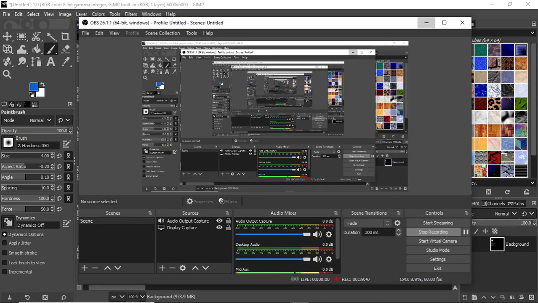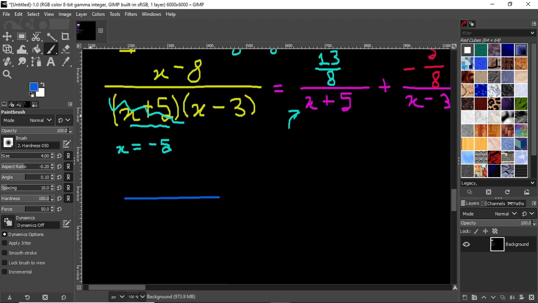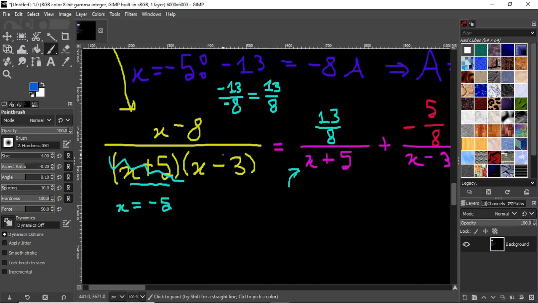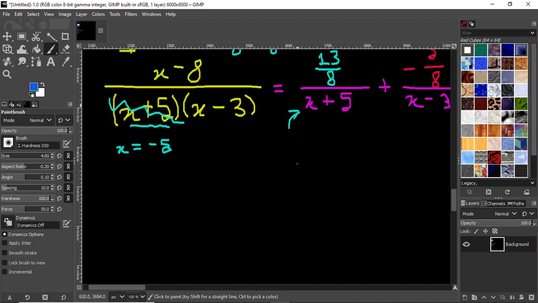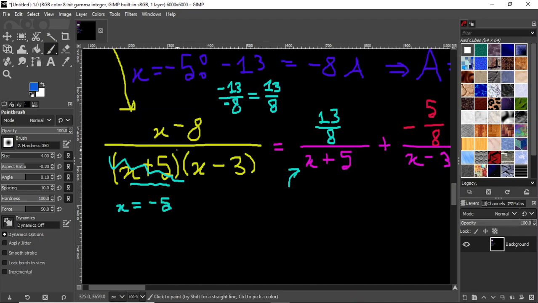Alright, I'm back. So the neat way to say this is, you can only find the constants for the highest powers of each linear factor. I'm going to show you what I mean by that in a bit. Let's see for this one.